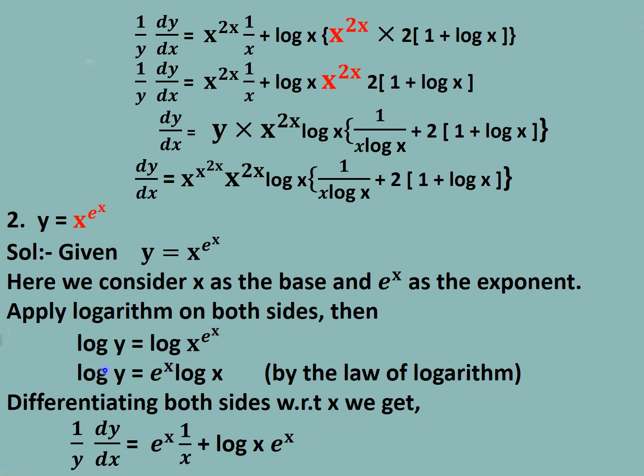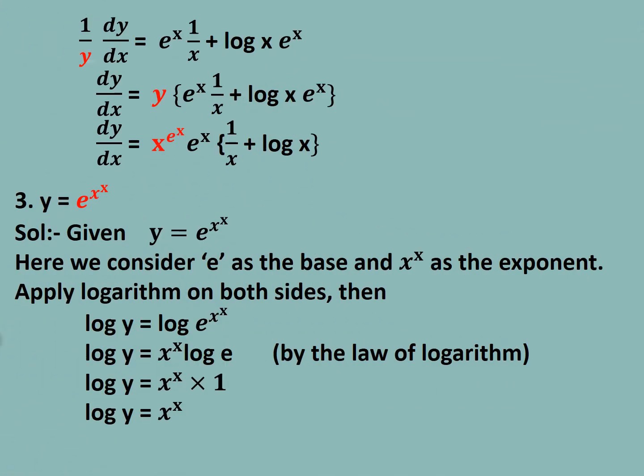We will get, for log y, 1 upon y into dy by dx, and e raised to x into log x is the product of two functions. So we have to apply the product rule, or UV rule. That is first function u into derivative of v, that is 1 upon x, plus log x into derivative of the first, e raised to x itself. That is 1 by y into dy by dx is equal to e raised to x into 1 upon x plus log x into e raised to x.